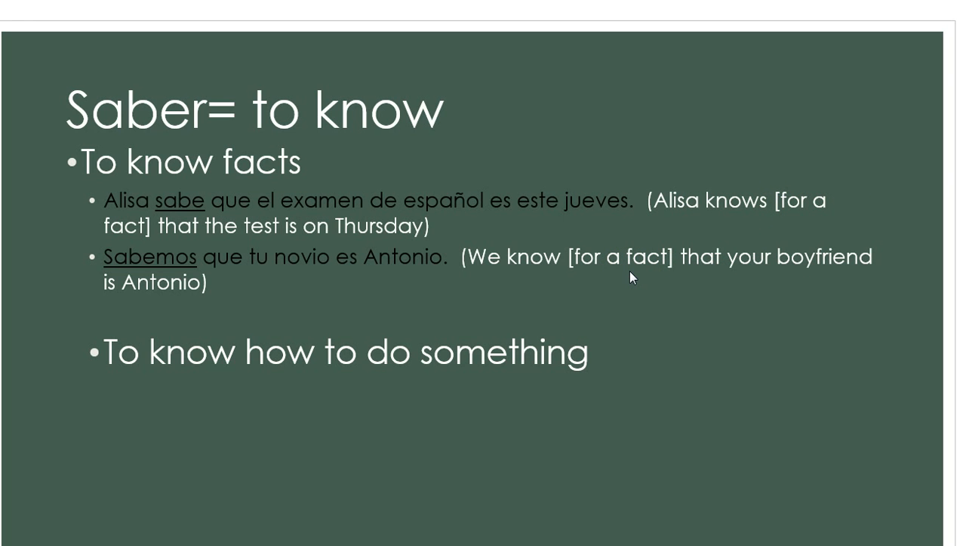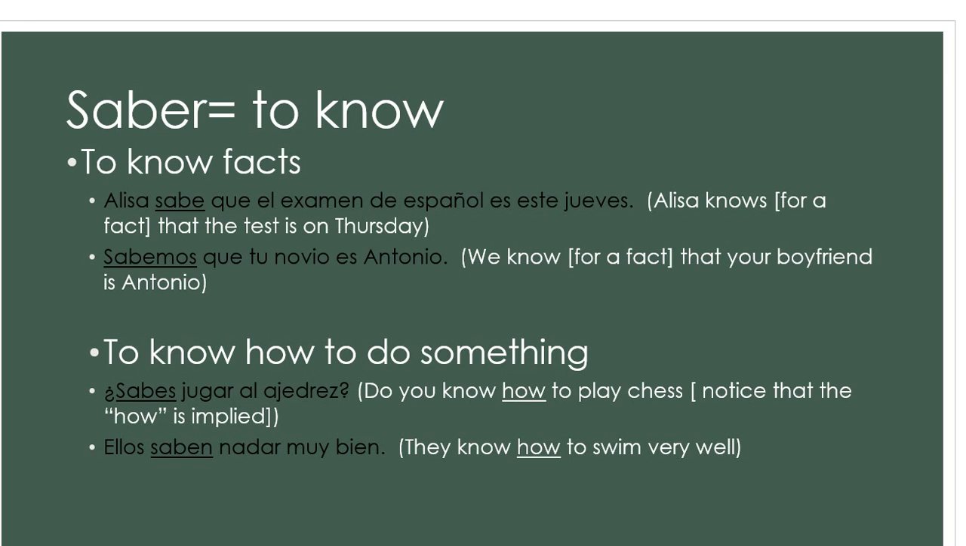To know how to do something. ¿Sabes jugar al ajedrez? And then my second sentence, ellos saben nadar muy bien. Notice how I have underlined the word "how" in my translation sentences. Do you know how to play chess? And they know how to swim very well.